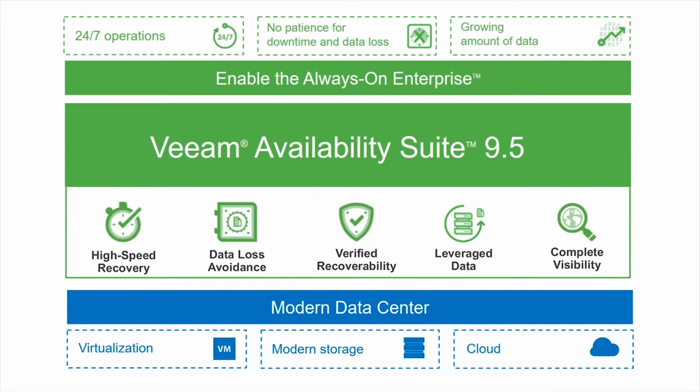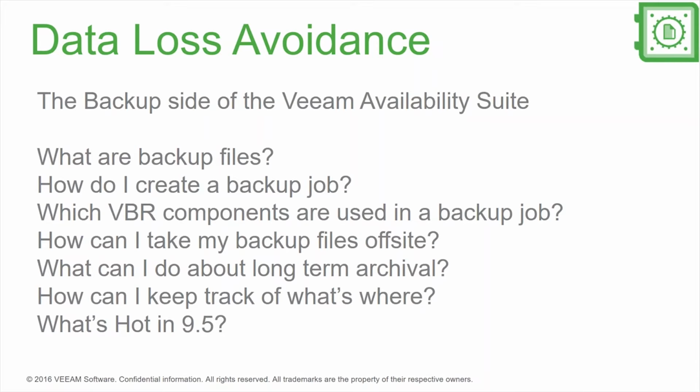Now, we're going to be diving into one of those key points this afternoon, and that is data loss avoidance. This is the backup side of the Veeam Availability Suite. So we're going to talk about backup files, how we create the jobs, what components are used, how we can keep our data safe by taking it off-site, what about long-term archives, how can I keep track of what I have where, and of course some of those new features that we're introducing in 9.5, so that if you were a fan of version 9, hey, this is some of the stuff that's hot and new in the product.